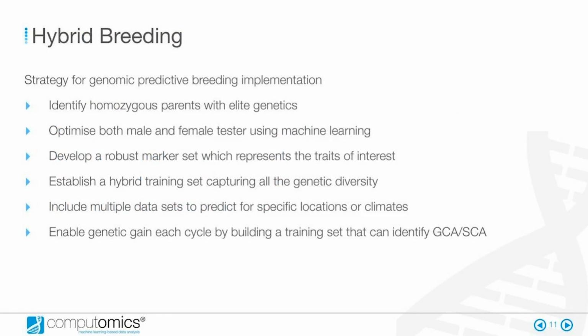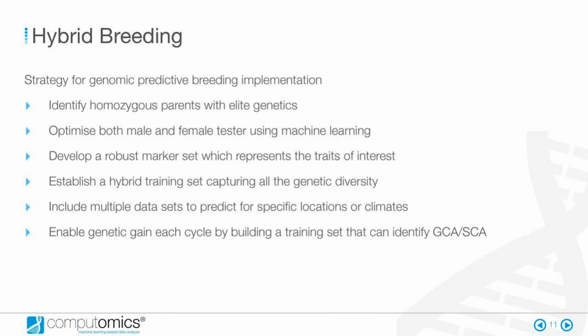For hybrid breeding, a robust marker set is required that represents the desired traits of interest. We can work with the breeder to create both genotype and phenotype datasets. We then create a double haploid setup, created with homozygous parents. The machine learning model can be used to identify elite testers with the best general combinability, focused on accessing the best genetics within your program.